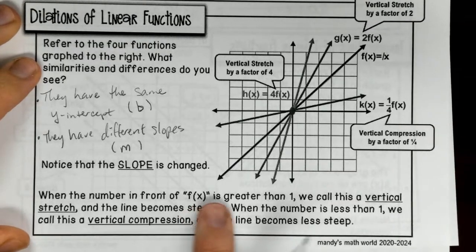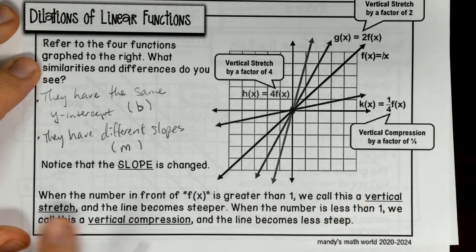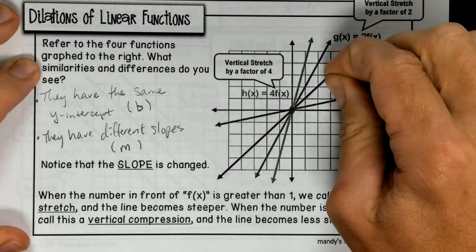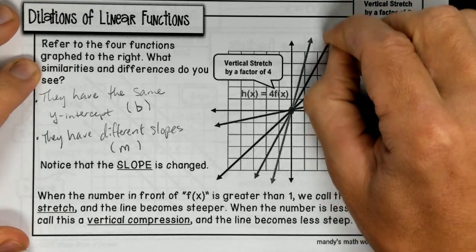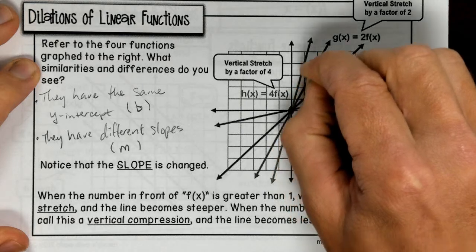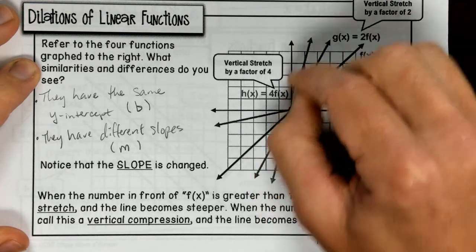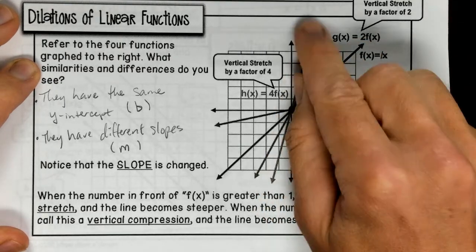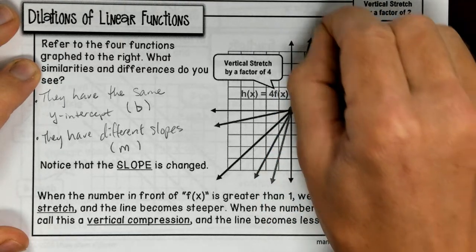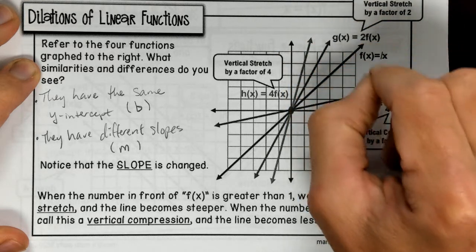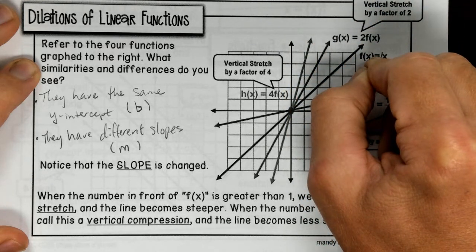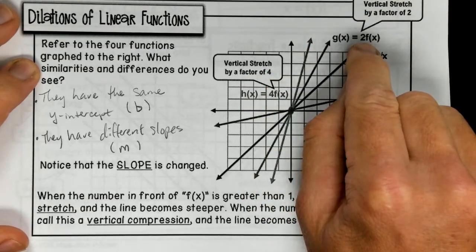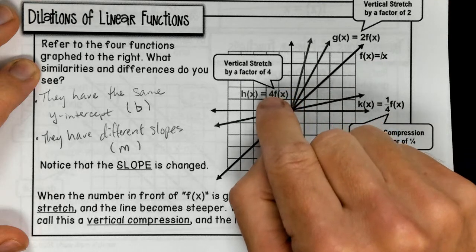So I'm reading right here. If f of x is greater than 1, we call this a vertical stretch. So imagine with me that I'm going to pull this vertically. Right? I'm going to grab this line, I'm going to pull it vertically. The bigger the number, the graph is going to go higher, right? Because this is 2, this is 4. So I'm pulling it vertically, I'm stretching it vertically. So the bigger the m, the bigger the slope, greater than 1, it's a vertical stretch by a factor of whatever that number is. So this is by a factor of 2, this is by a factor of 4.